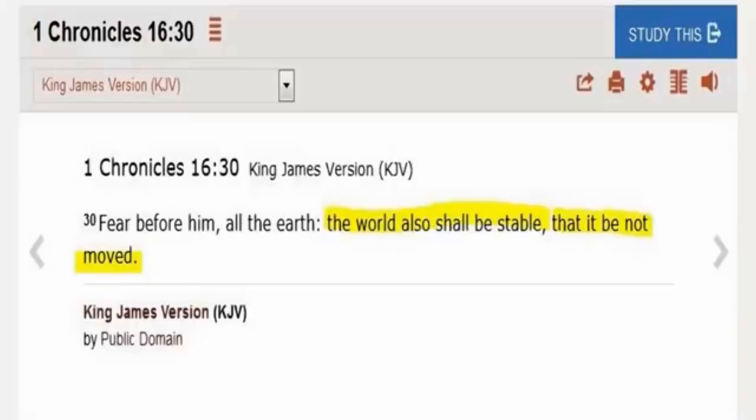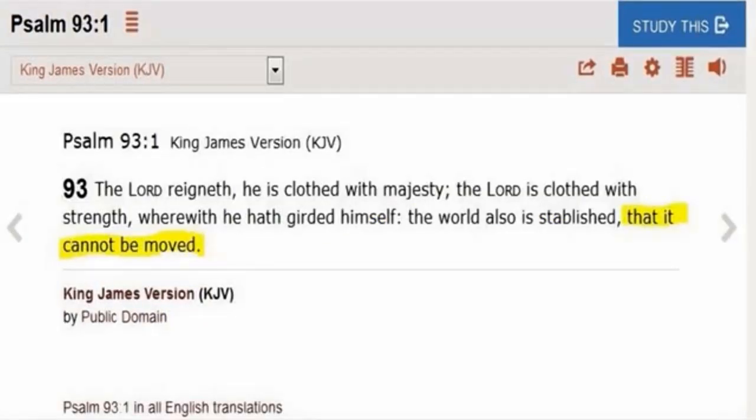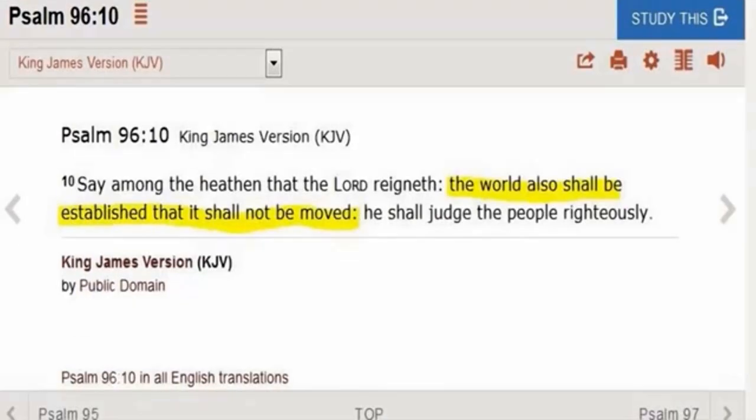Fear before him all the earth. The world also shall be stable, that it be not moved. The Lord reigneth, he is clothed with majesty. The Lord is clothed with strength, wherewith he hath girded himself. The world also is established, that it cannot be moved. Say among the heathen that the Lord reigneth. The world also shall be established, that it shall not be moved. He shall judge the people righteously.